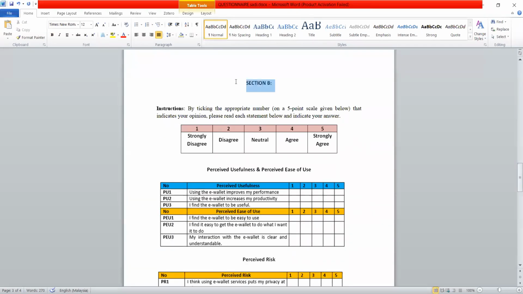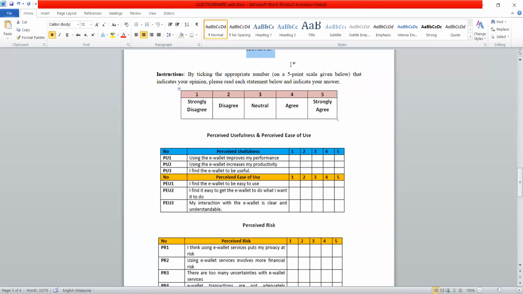Now you go to section B, that is the variable part. In the variable part you have to draw this table: strongly disagree means number 1, disagree means number 2, neutral means number 3, agree means number 4, strongly agree means number 5. So there is a 5 scale, that is called the Likert scale. You see the 5-point Likert scale, that means 1 2 3 4 5. Sometimes they have a 6 scale, sometimes a 7 scale, but mostly we use the 5-point Likert scale, because it's easy and not confusing.